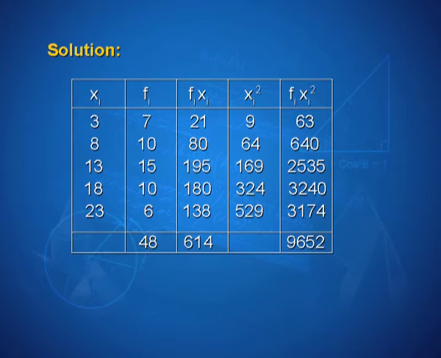Now, next column is xi square. This can be 3 3s are 9, 8 8s are 64. Similarly, we get the whole column here. Now, last column shows the product of fi and xi squares. That means 7 into 9 here gives 63, 10 into 64 is 640. Similarly, other values can be calculated and we get the total as 9652.